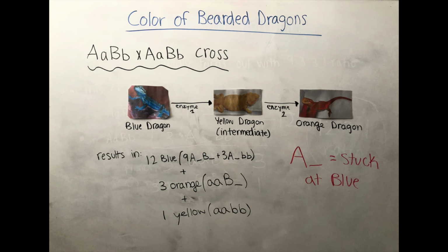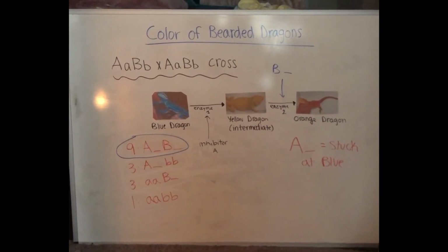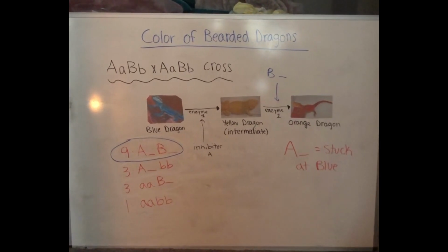In this scenario, we will be focusing on the color of bearded dragons. We can go from a blue dragon to a yellow intermediate or an orange dragon. For this dihybrid heterozygous cross, we are going to be running through the genotypes I have listed on the board.